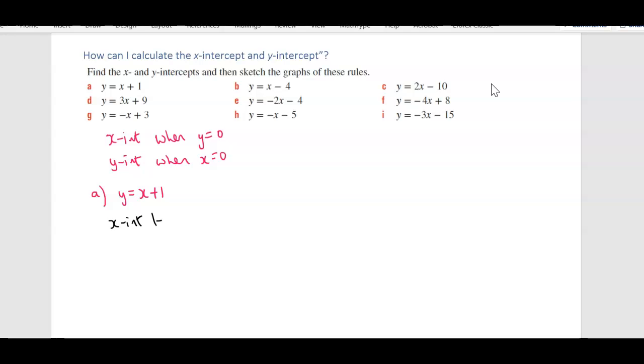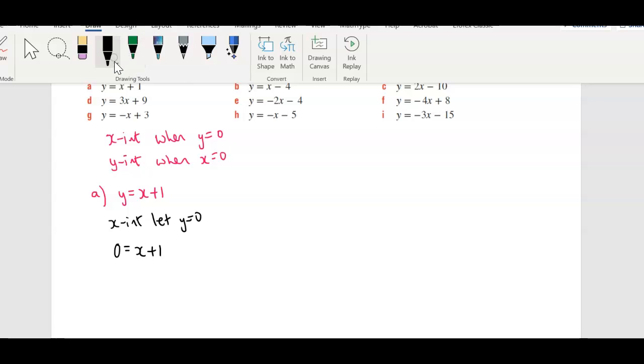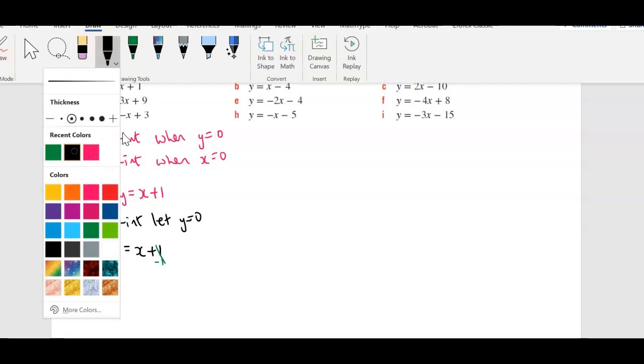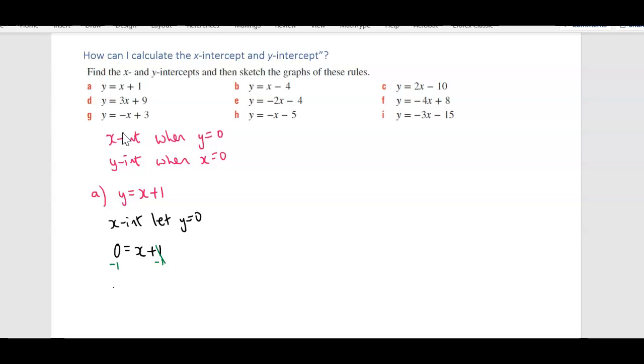So for your x-intercept, we're going to let y equal 0. Instead of y, we're going to have 0 equals x plus 1. And now it's just an equation you need to solve. This one's quite easy. You can probably solve it without doing any algebra, but let's do some algebra anyway. What do I add to 1 to get 0? It's going to be -1. Or you can say, let's subtract 1 from both sides. So x is equal to -1.